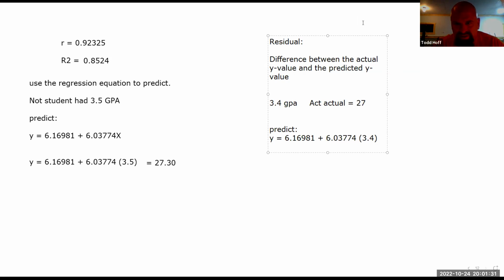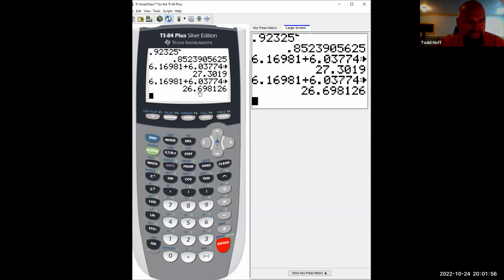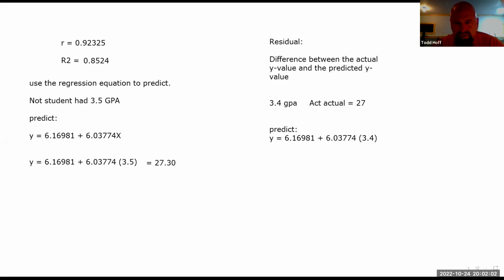It looks like you're getting that figured out. Good. So on the calculator, we're going to put in 6.16981 plus 6.03774 times the 3.4 GPA gives us 26.70. That is the predicted ACT score. Well, the residual is the difference between that predicted 26.70 and the actual value of 27. So it's a negative 0.30 residual.